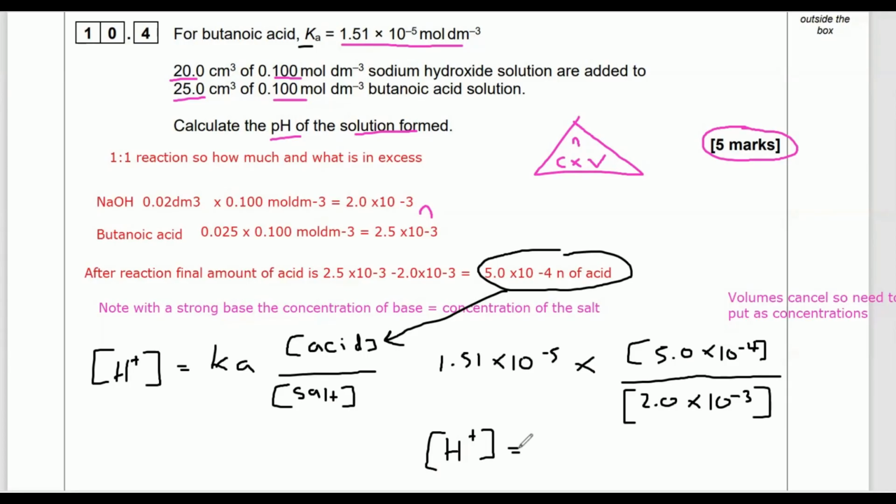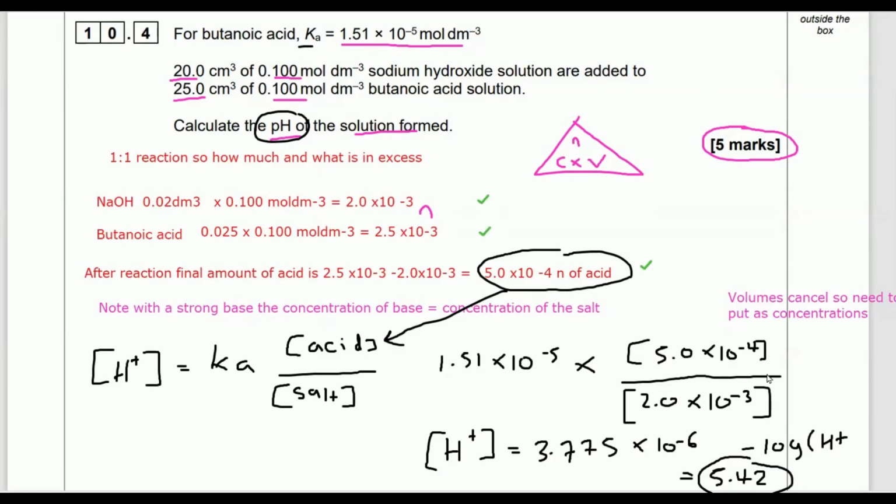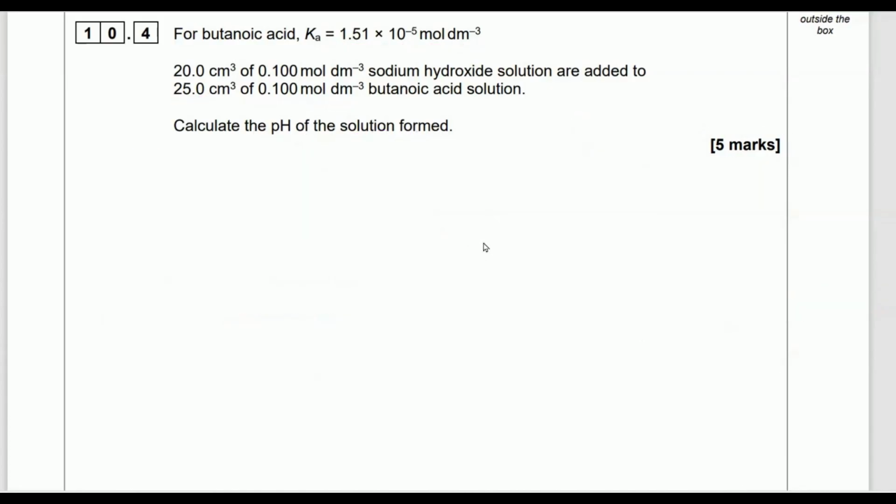Now, we could, if we want, turn this into concentration by dividing by the volume, and we're told that we've got 20 and 25 centimeters, so we've got 0.045 decimeters cubed. So I could divide all these moles by that, but they're going to cancel out, and it's a ratio, so I can just use the molar ratio, and we're going to work that out as 3.775 times 10 to the minus 6. That's the hydrogen ion concentration, and you'll get the exact same answer even if you convert the moles of the acid and moles of the salt into concentrations. And when we minus log that in our calculator, press minus, press the log button, the bracket will come up, put in the 3.775 times 10 to the minus 6, and you'll get 5.42 as the pH. And that is the answer for 5 beautiful marks.